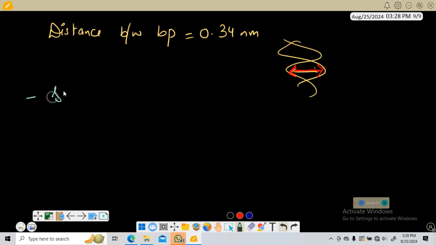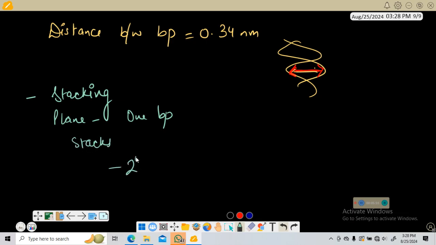Okay, then next, stacking. The plane of one base pair stacks over the other, like the second base pair stacks over the plane of the first base pair. What happens is this provides stability to the helical structure. This gives stability to the helical structure.